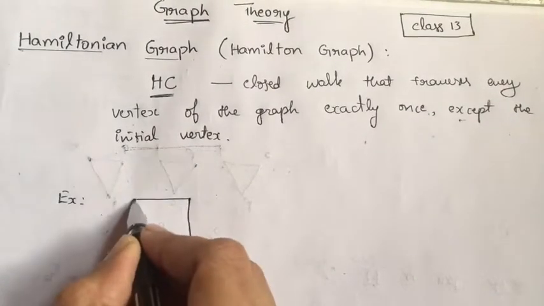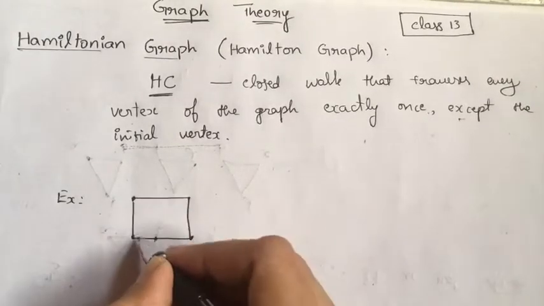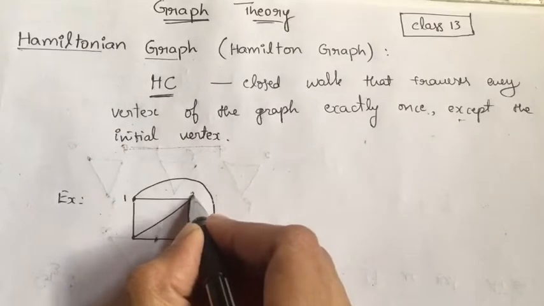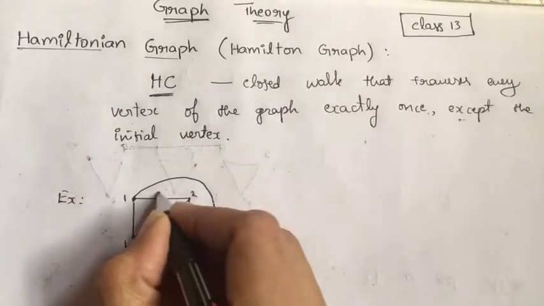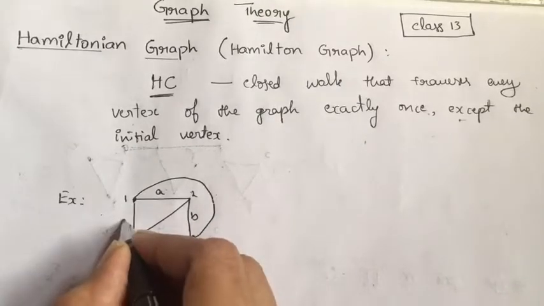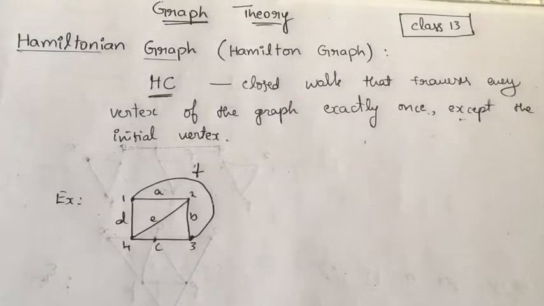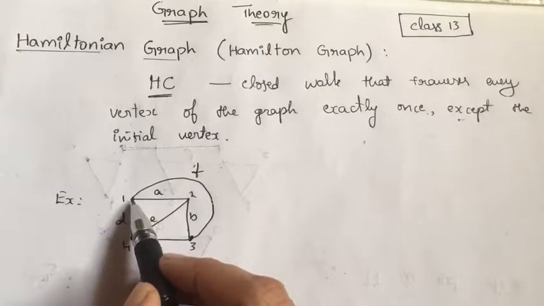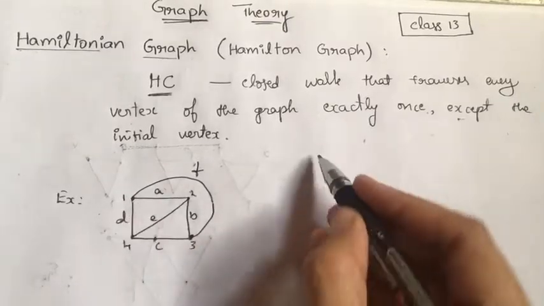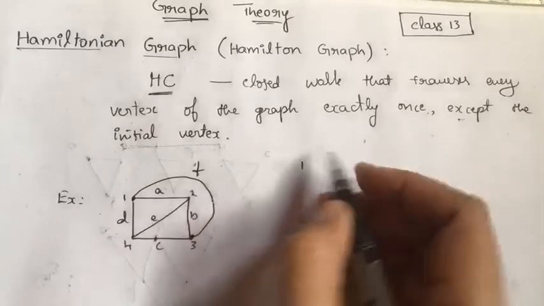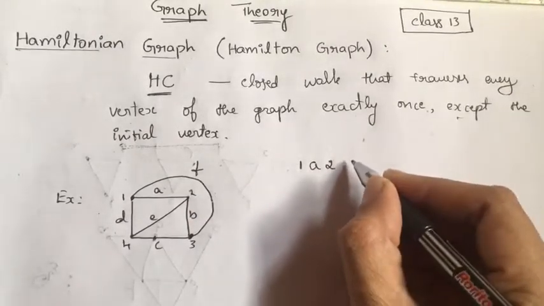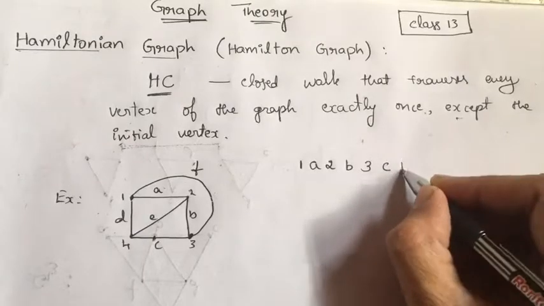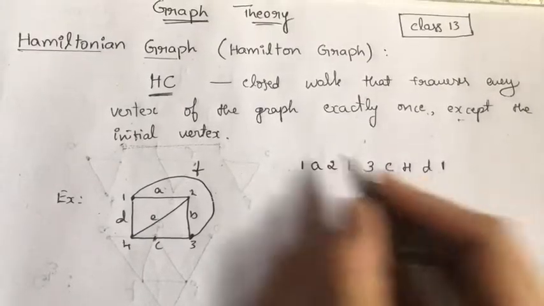I'm taking a graph with four vertices, say with six edges like this. 1, 2, 3, 4 are the vertices, and A, B, C, D, E and F are the edges. If I start from this V1, I have to take all the vertices exactly once. Okay, I'm starting from vertex 1, then I'll take edge A, vertex 2, edge B, vertex 3, edge C, vertex 4 and edge D, and I'm coming back to vertex 1.